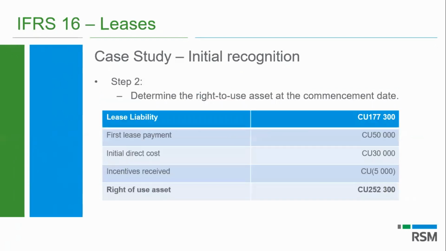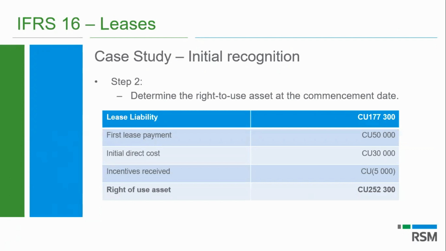Step 2, we need to determine the right of use asset at the commencement date. As you can see, we start with our lease liability of 177,300. Plus, we add our first lease payment, which is made at the commencement date, of 50,000 Rand, our direct costs, which you said we could include, of 30,000 Rand, and we're assuming we received a lease incentive of 5,000 Rand, which we would deduct, giving us a total right of use asset of 252,300.